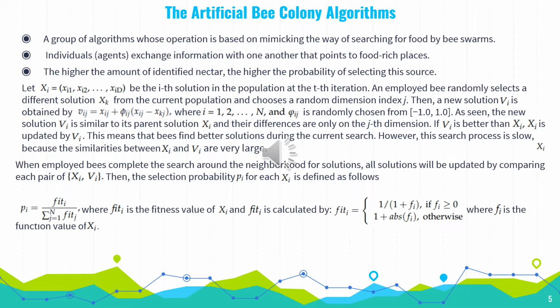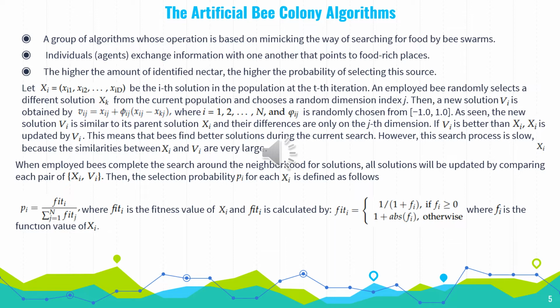Let xi equal xi1, xi2, and so on, be the ith solution in the population at the tth iteration. An employed bee randomly selects a different solution xk from the current population and chooses a random dimension index j. Then a new solution vi is obtained by vij equals xij plus φij (xij minus xkj), where φij is randomly chosen from the set of -1 to 1.